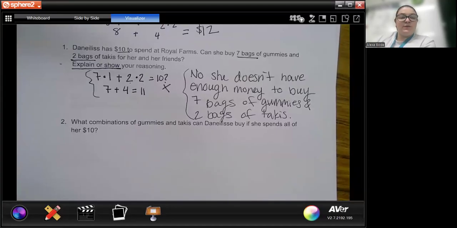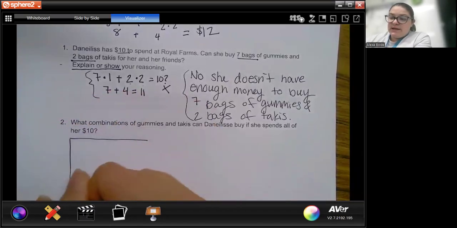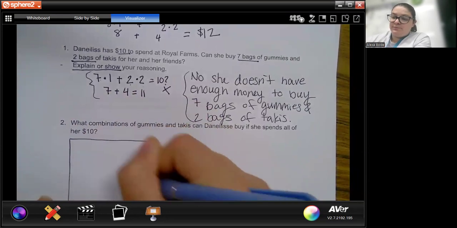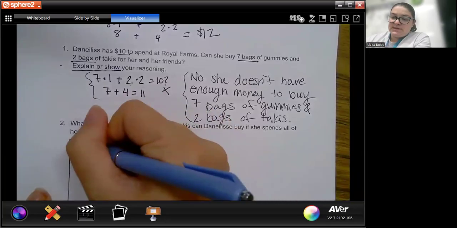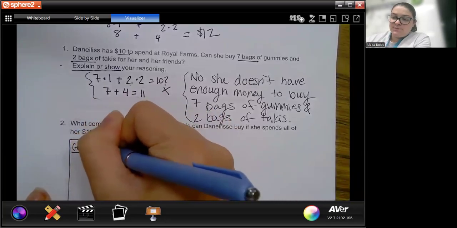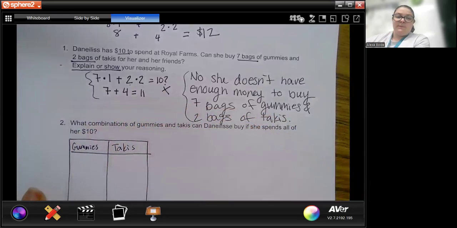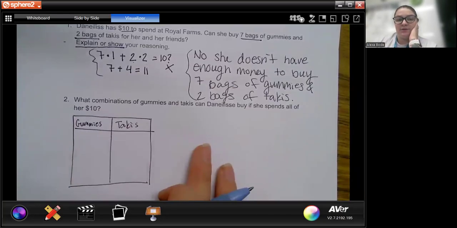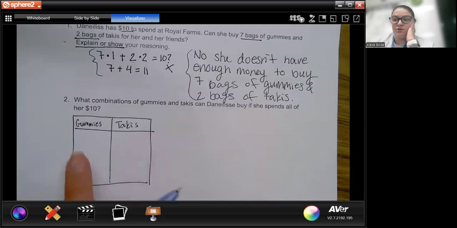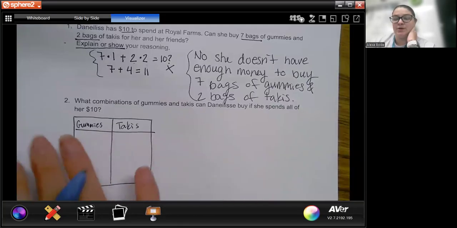Okay, I'm going to do this as a table to show you that there's more than one correct answer. So I'm going to draw a little table here. This is going to be gummies. This is going to be Takis. And we know that the price of them together should equal $10. So not the number of gummies and the number of Takis will equal $10, but the price of them will be $10.